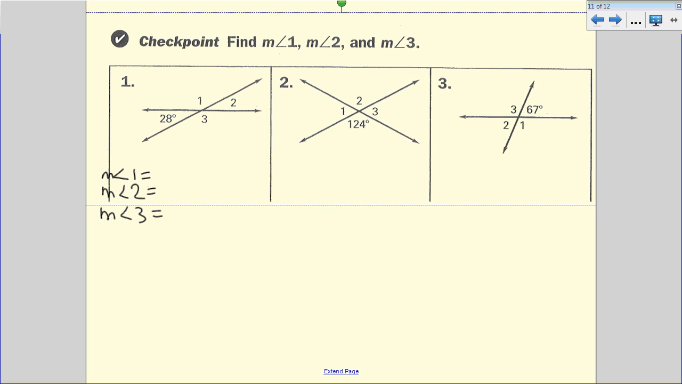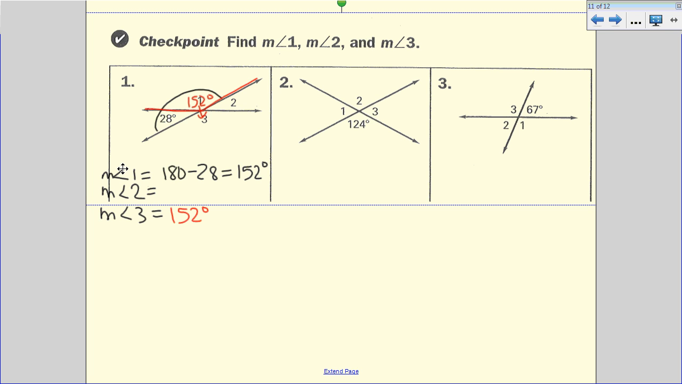Angle 1 is forming this linear pair with the 28-degree angle. So I need to do 180 minus 28 degrees. And that 180 minus 28 is going to give me 152 degrees. Now you can jump around, solve in any order. But once I know that this is 152 degrees, I'm going to check my vertical angle, which is angle 3, and that's also going to be 152 degrees.